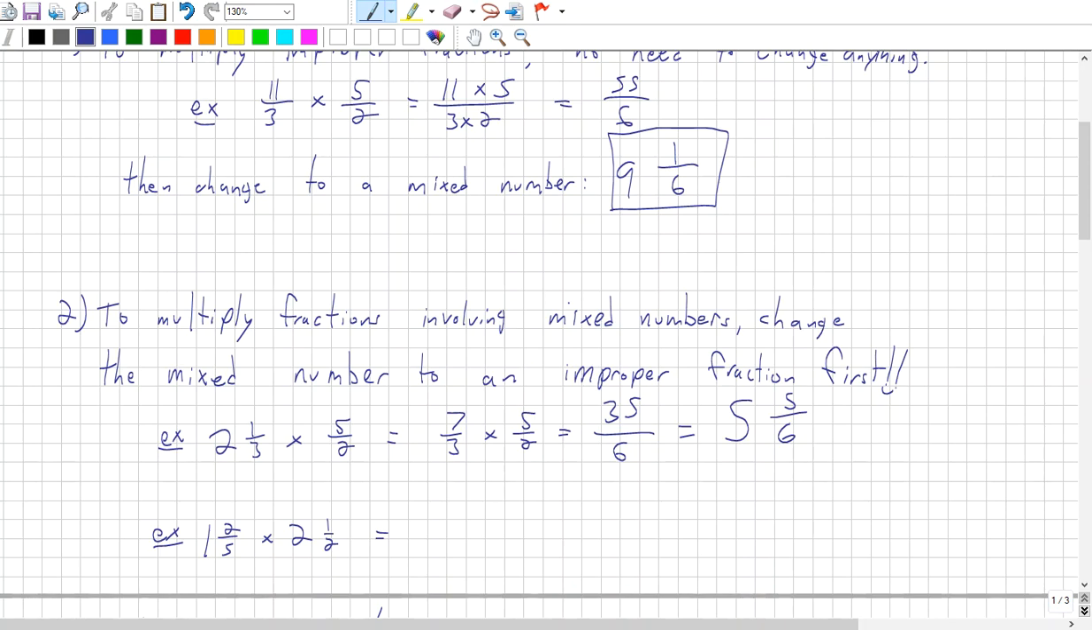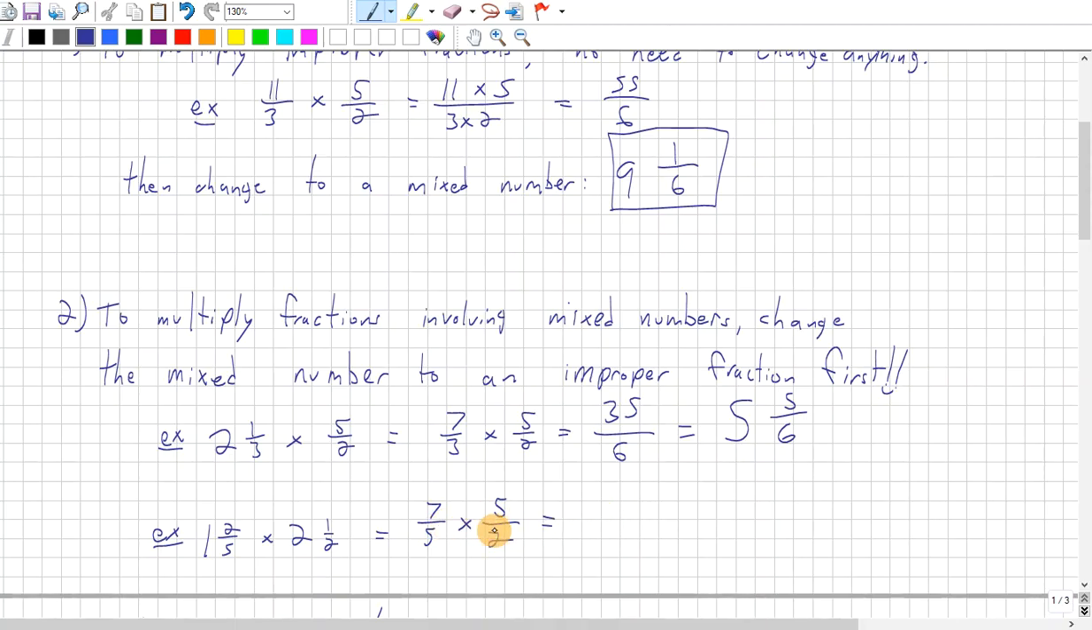Let's look at another example here. Here I have 2 mixed numbers. So I'm going to convert both of them into improper fractions. So I have 1 and 2 over 5. So again, 1 times 5 is 5, plus 2 is 7. So I get 7 over 5 for the first fraction. And 2 times 2 is 4, plus 1 is 5. So I get 5 over 2 for the second fraction.